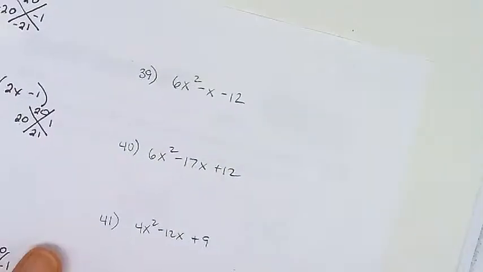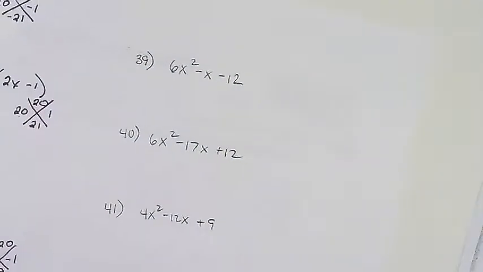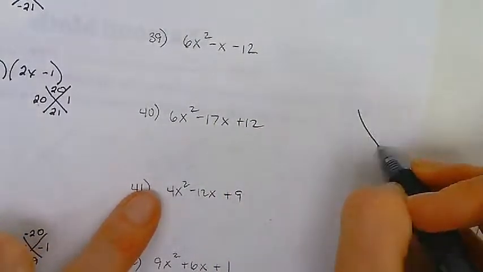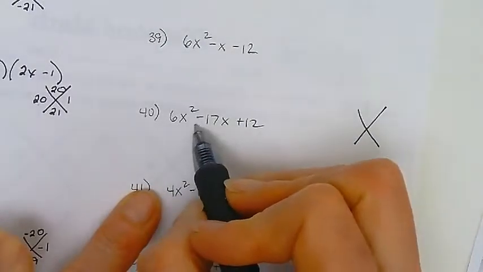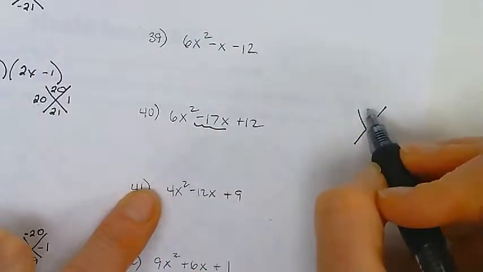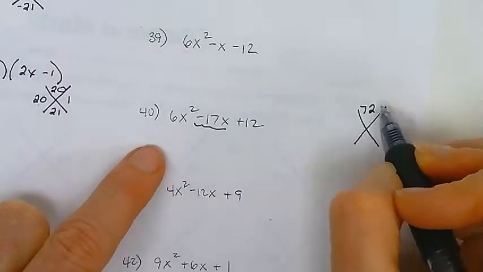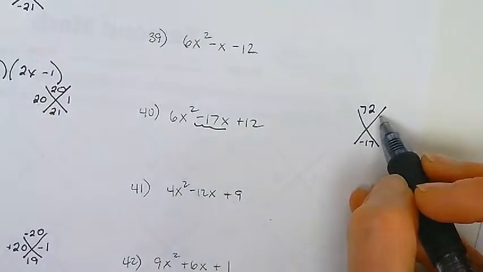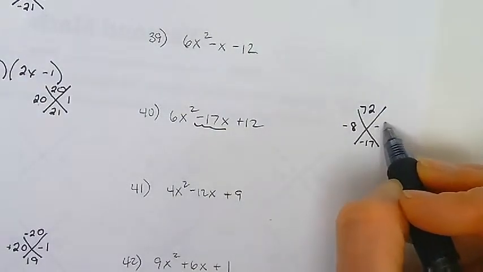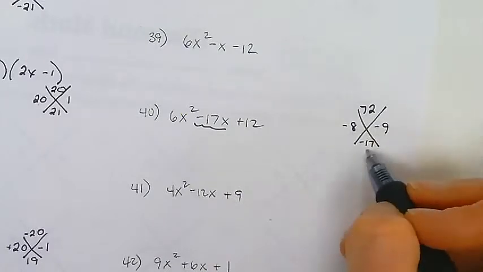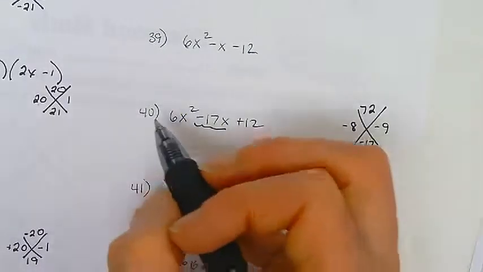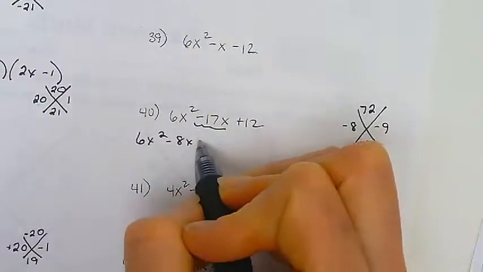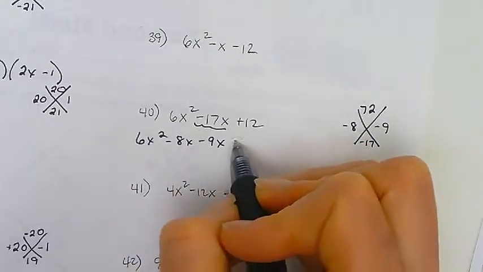I'll skip over to number 40. Making the diamond to allow us to know what to split this middle term into. 6 times 12 is 72, and negative 17. Again, 8 and 9 here will work. Negative 8 times a negative 9 gives positive 72, and when you add them together, you get negative 17. 6x squared minus 8x minus 9x splits the middle term, plus 12.